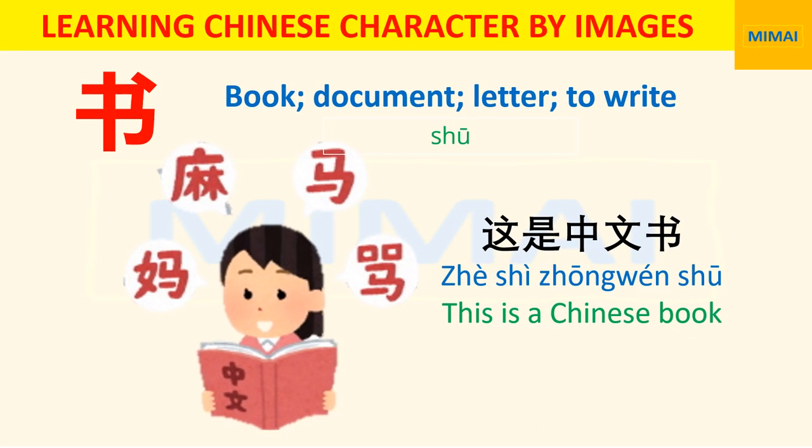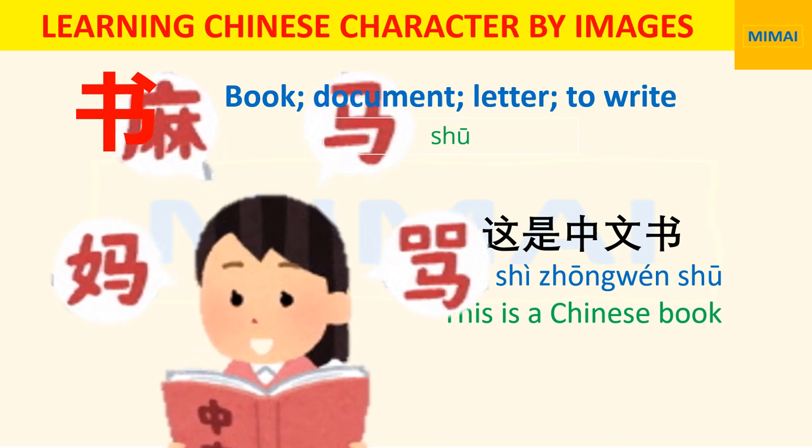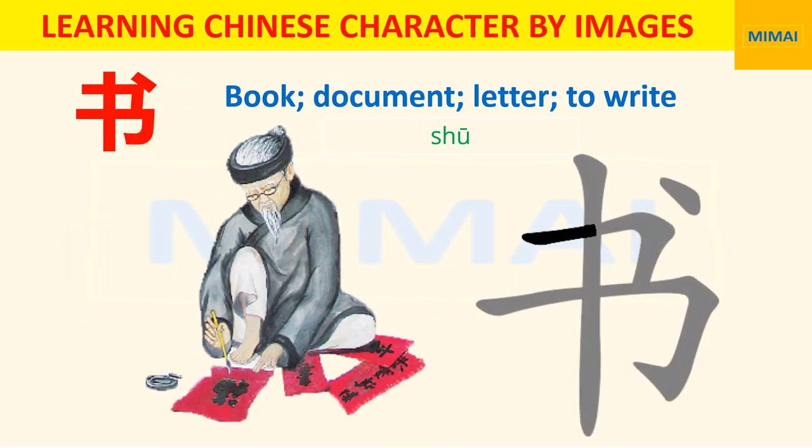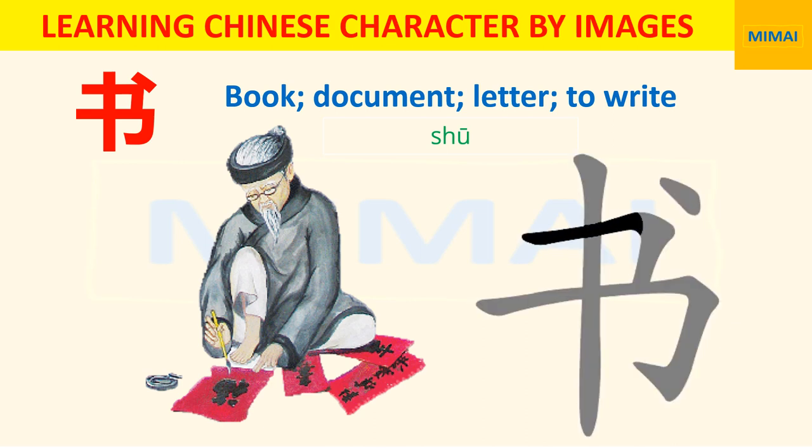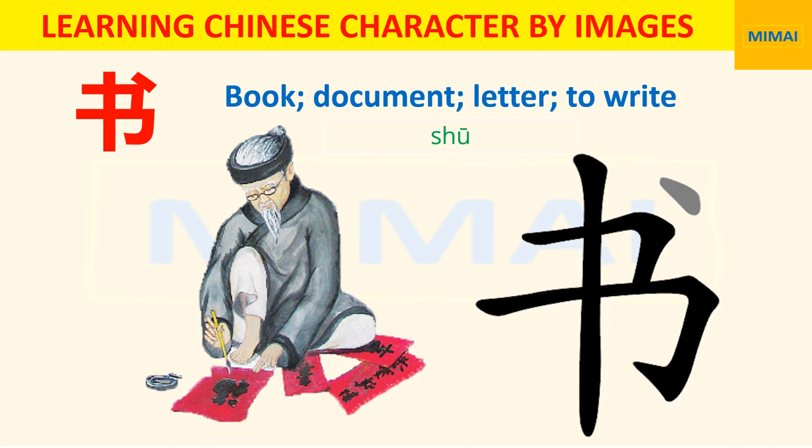Here is an example for this word. This is a Chinese book. 这是中文书. To remember this word, listen and write after that. Book. 书. Book. 书.